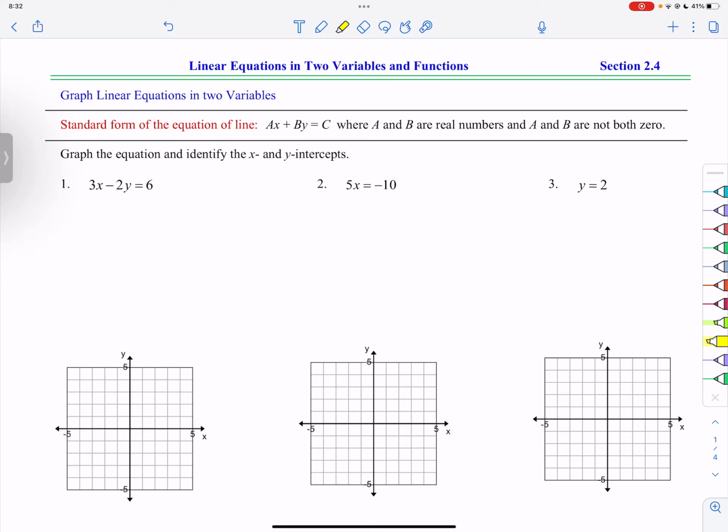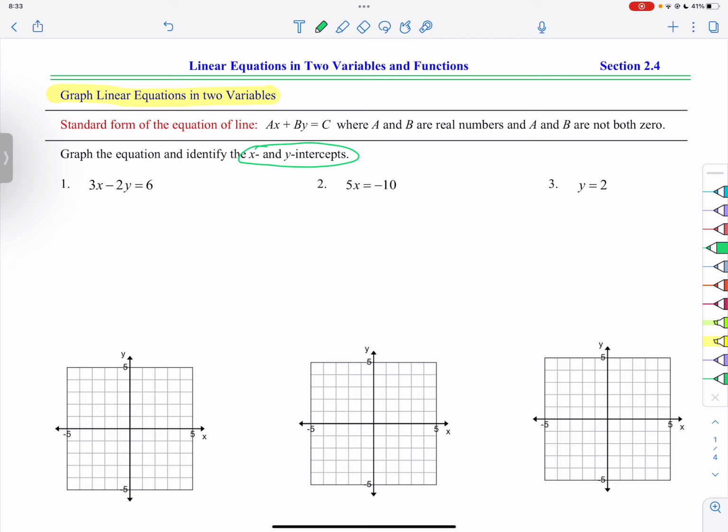This is section 2.4, linear equations in two variables and functions. In this section, we are going to begin with graphing linear equations in two variables. There are several ways to graph linear equations. We're going to begin with using the x and y intercepts to do so.